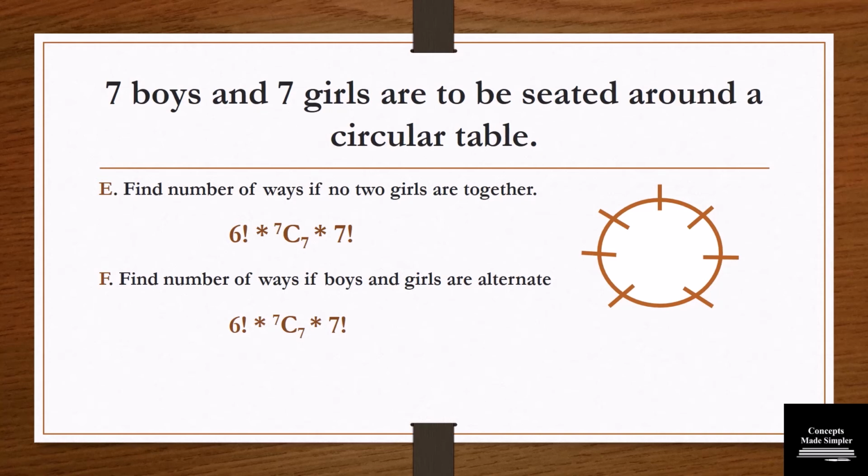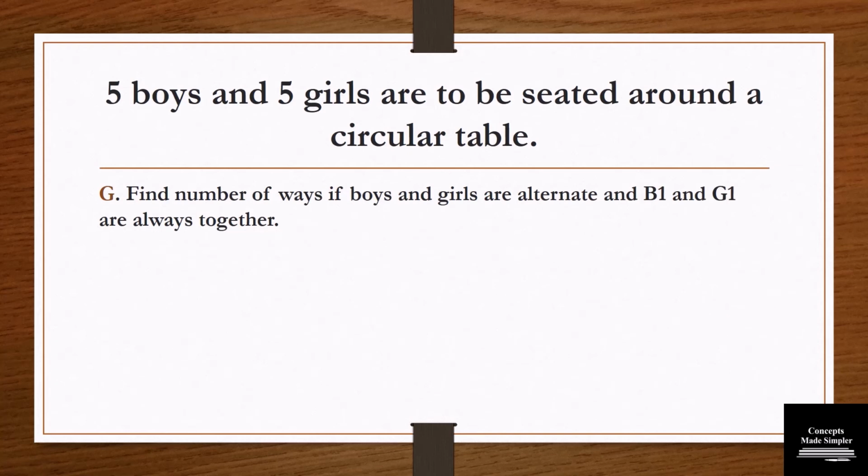So I hope it is very clear that for a linear arrangement, the solution would not have been the same for alternate and not together. But in case of a circular arrangement, both the questions are exactly the same. I would really request you to check that video out once. I would be attaching the link in the description, and it will give you a really good perspective on the difference between a circular arrangement and a linear arrangement.